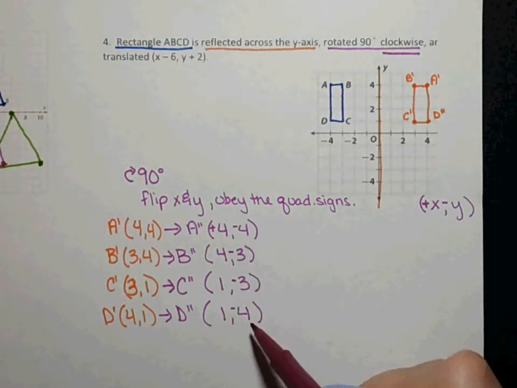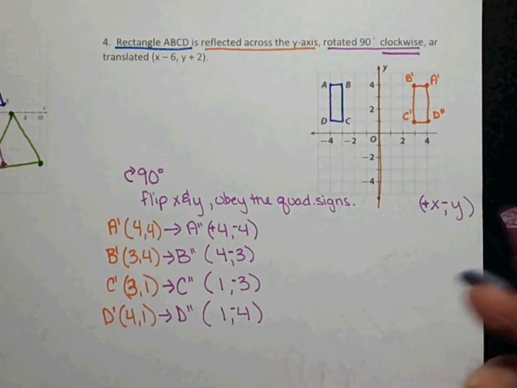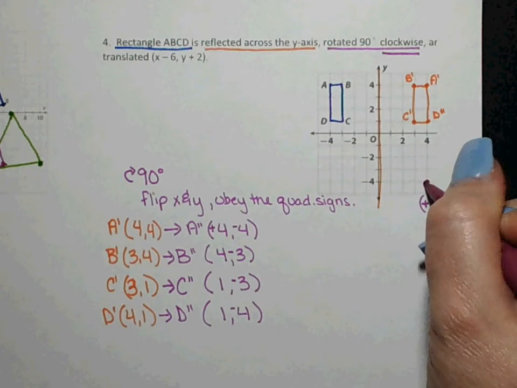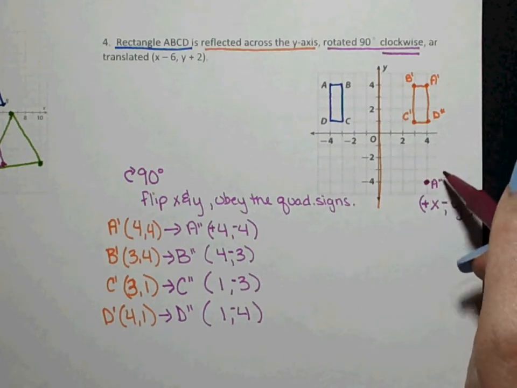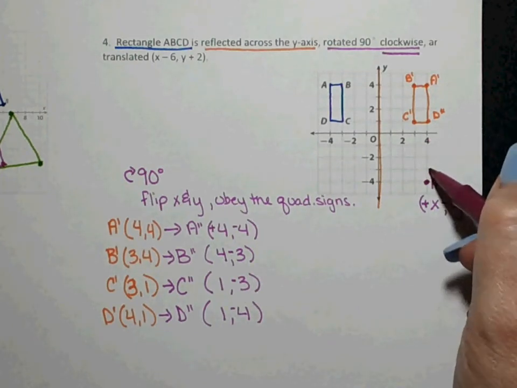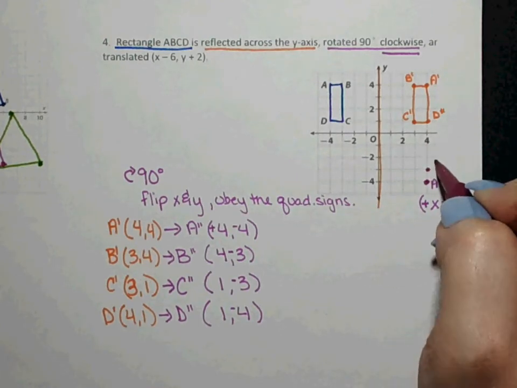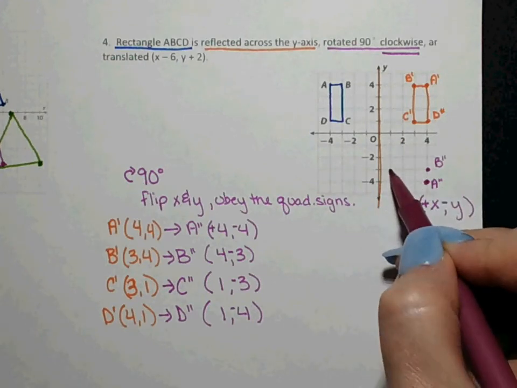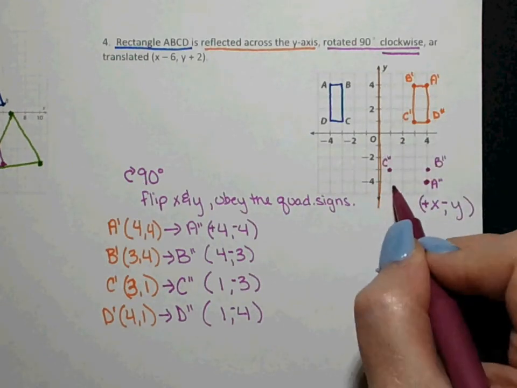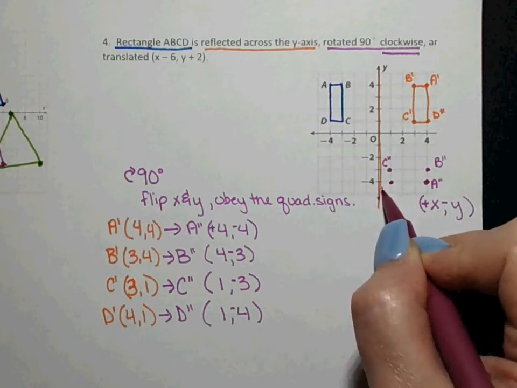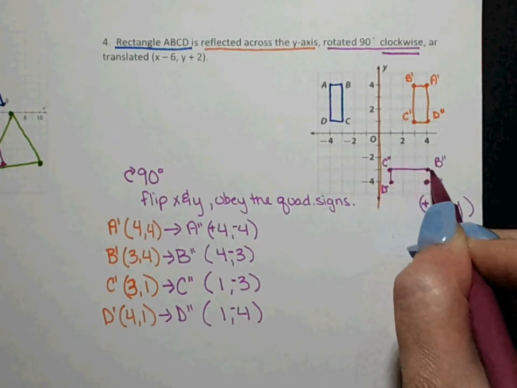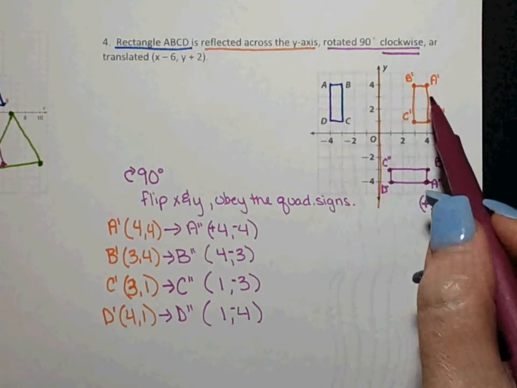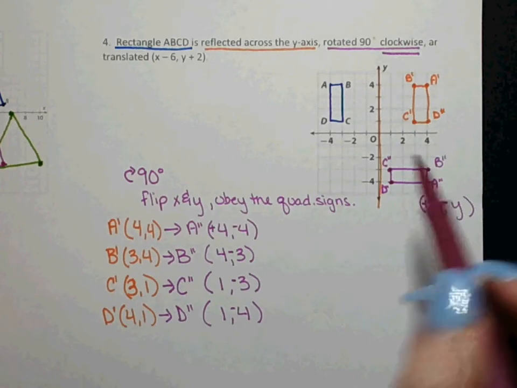Alright, so I want to plot these points on the graph so you can see that rotation. So I've got a point at 4, negative 4 right there for A double prime, a point at 4, negative 3 for B. For C, we've got a point at 1, negative 3. And then D is right there at 1, negative 4. Connect my dots. And that is now my image after a reflection and now a rotation.